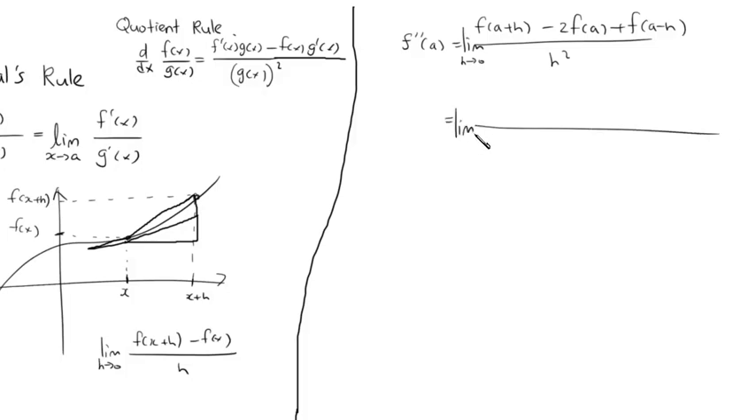Limit, because look, when you plug in h there, h equals 0, then you get f of a here and f of a here. So it's f of a minus 2 f of a plus f of a, and everything is 0 on top. And if you plug in h goes to 0 here, 0 squared is 0, so you get 0 over 0. So that's why we can use L'Hopital's rule. Otherwise, you shouldn't really use it.